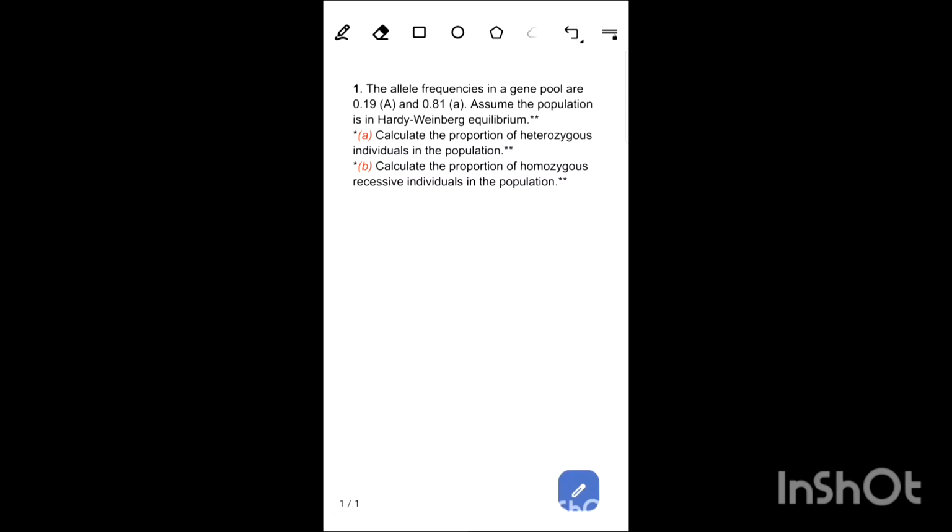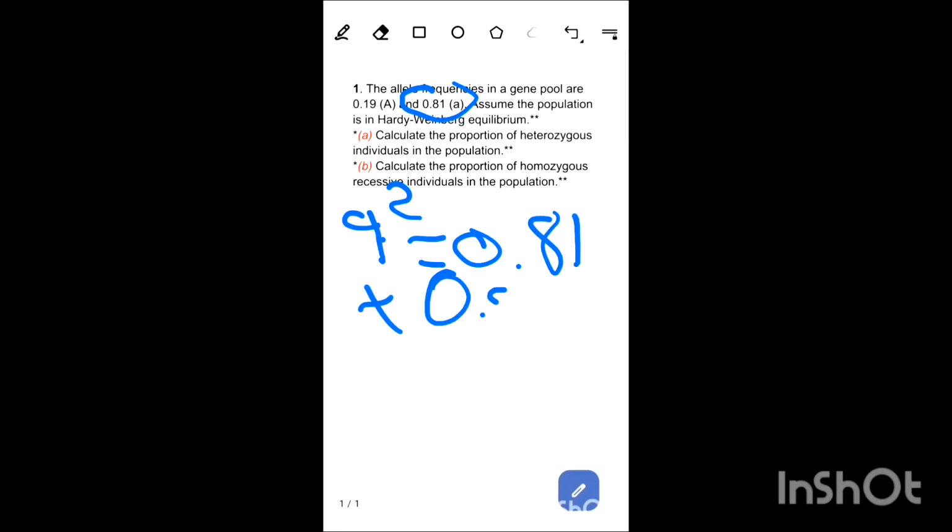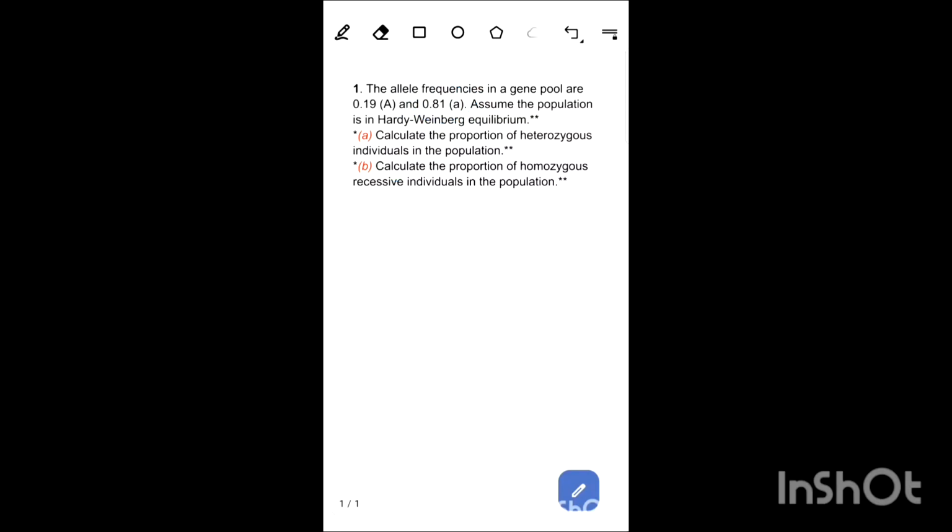As I mentioned before, the proportion of homozygous recessive individuals in the population is just q squared. And in this question it will be like this, 0.81 multiplied by 0.81. Then you'll have a number of about 0.66. So that's all about it.